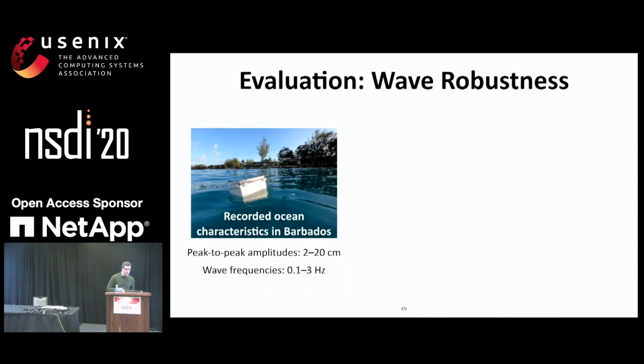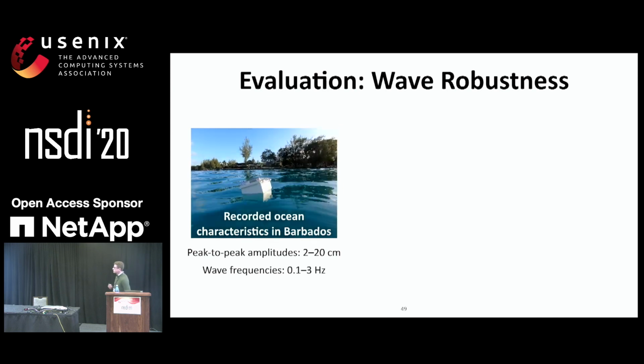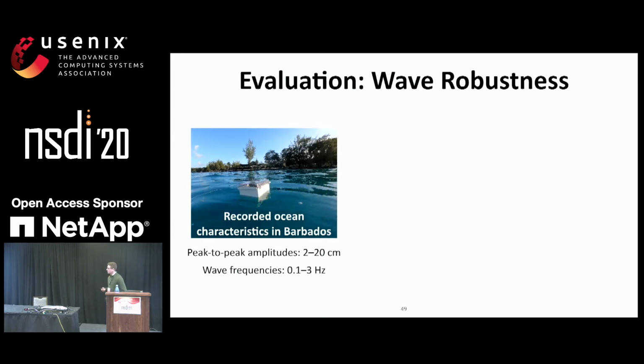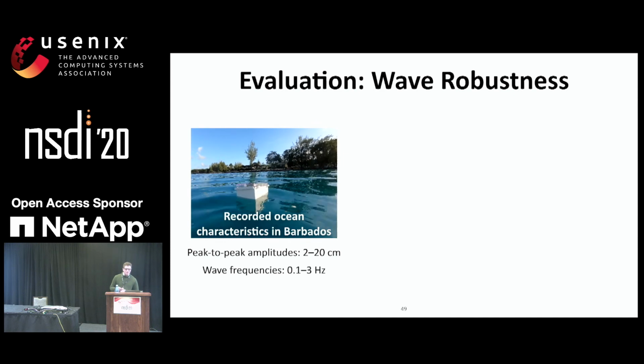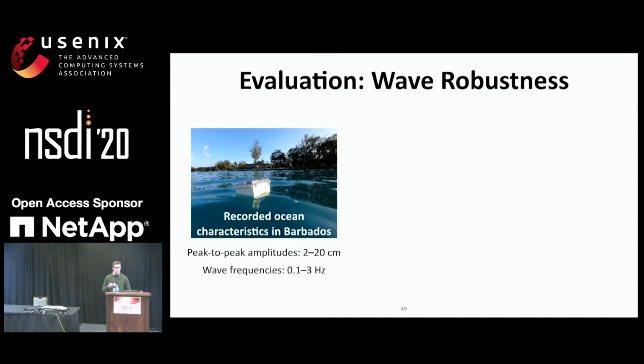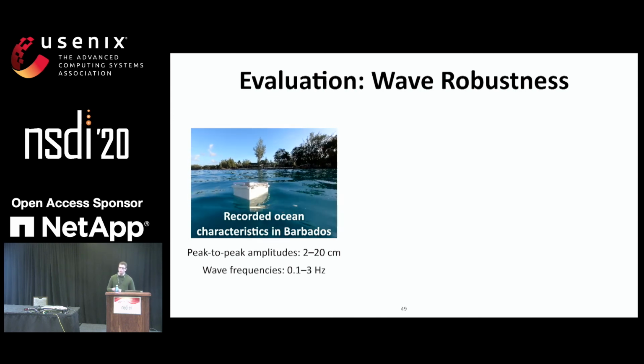And finally, wave robustness. We wanted to test our methodology here on some controlled wave conditions. That's pretty difficult without a wave tank, which we don't have, to generate arbitrary waves. So instead, we wanted to evaluate this on some simulation results. Specifically, we simulated a wave with a sine wave, which is used typically in the graphics community.